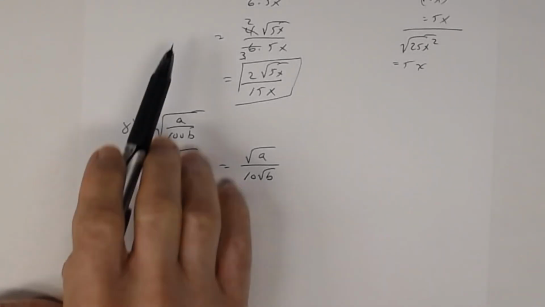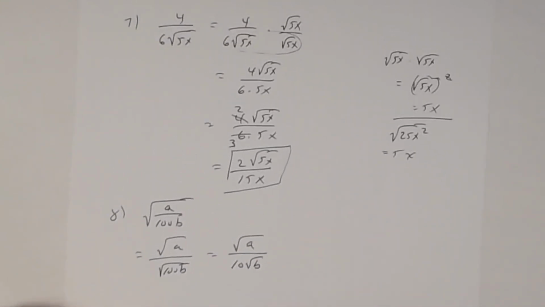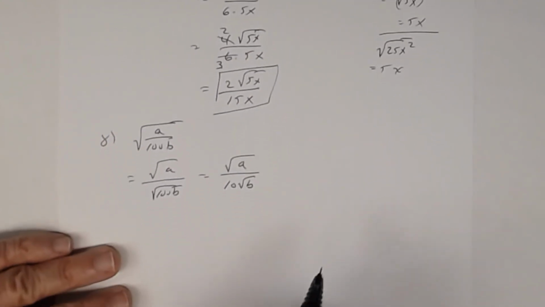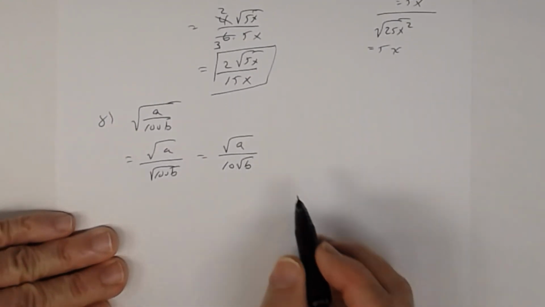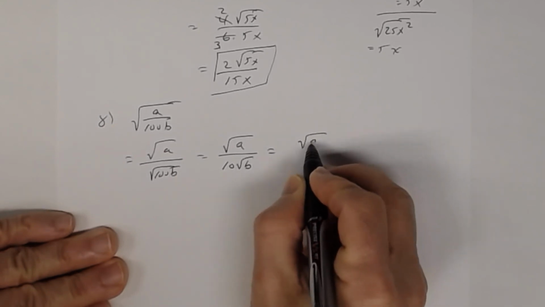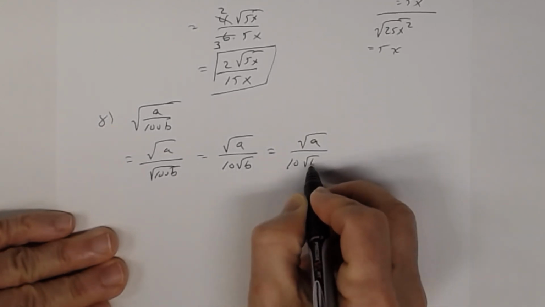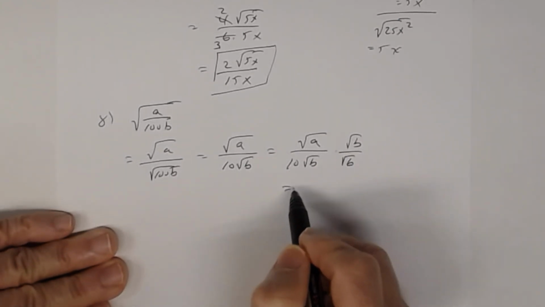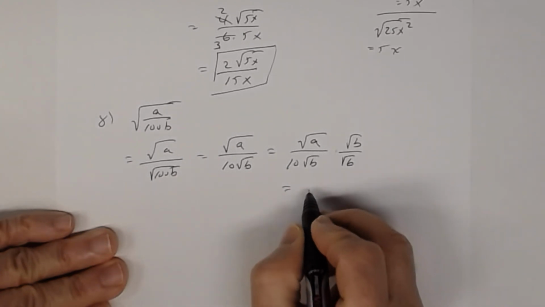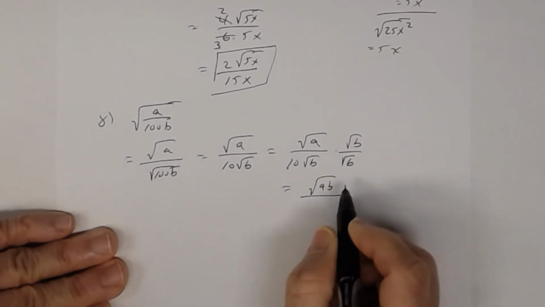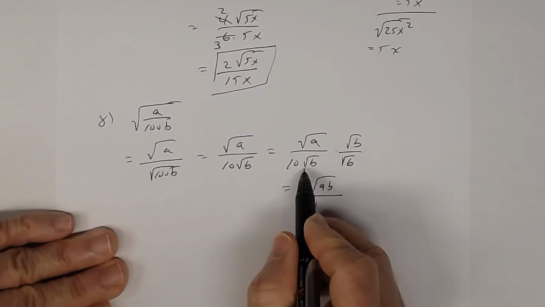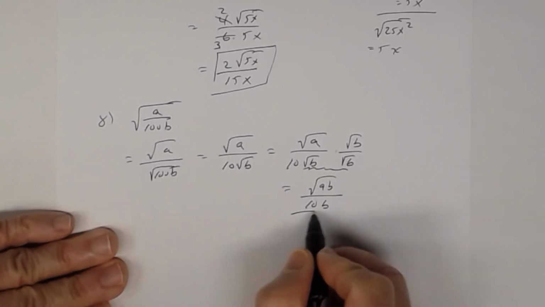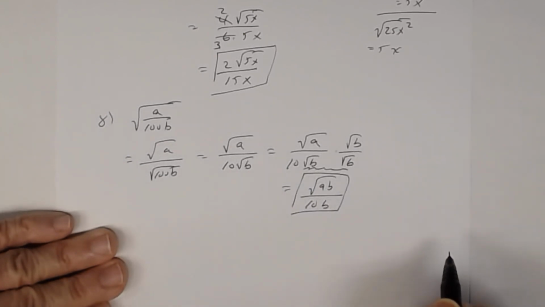And then just like we did in the previous problem, I'm going to multiply numerator and denominator by, here, the square root of b. So let me go ahead and write this over. And then write it as one fraction. The square root of a times the square root of b is the square root of ab, divided by 10. And remember, the square root of b times the square root of b is just b. And there is your answer, right?